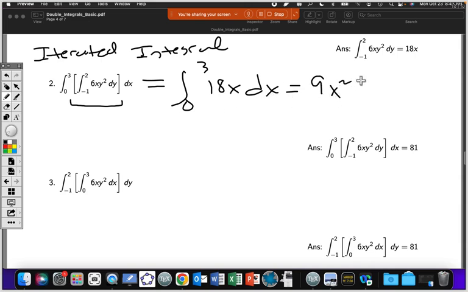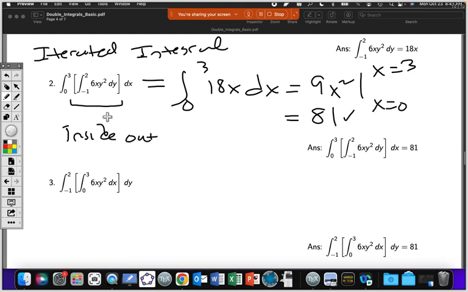So you'd have your 9x squared from x equals 0 to x equals 3. You toss in the 3, 9 times 9 is 81. Subtract off the 0, and there it is. Okay. So iterated integrals, you work from the inside out. And once you integrate out a variable, that variable will never return. Right? That's just how we do the notation.